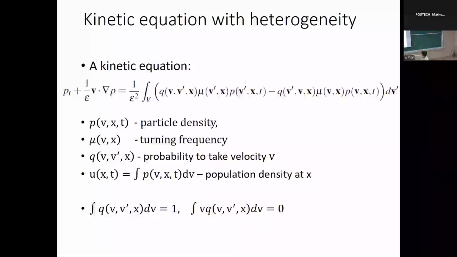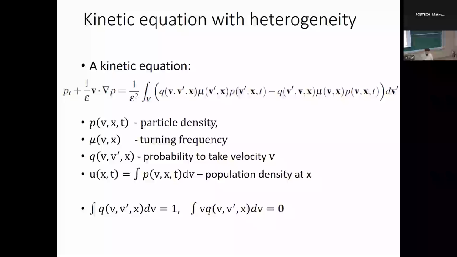Here I also consider the case where mu depends on v, velocity. Most of the people don't consider the case. I claim that's important. Turning frequency should depend on the velocity. Why? If some particle moves very fast, it has more chance to collide. Move slowly, less chance. So it should depend on v. Actually, we are working on this kind of case.